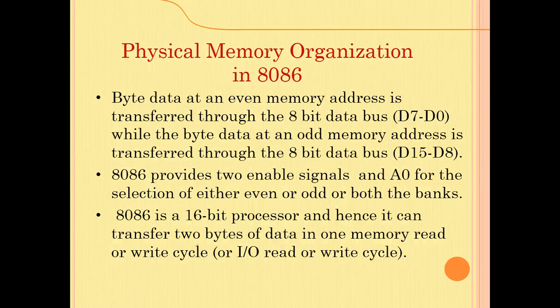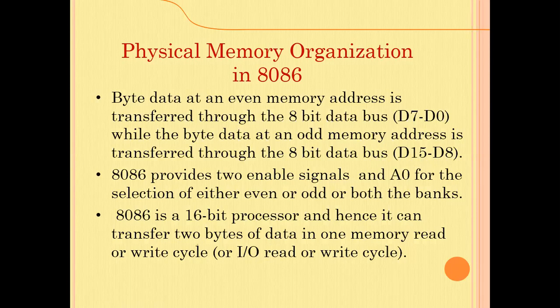You know that at a particular time, we can access only 1 byte of data. Suppose you want to access 2 bytes of data, then you require 2 cycles. But here we organize the memory in two parts, called even bank and odd bank. Even bank can be accessed with D0 to D7, and odd bank can be accessed through D8 to D15. Therefore, in a single cycle, we can access both bytes, one from the even bank and another from the odd bank.